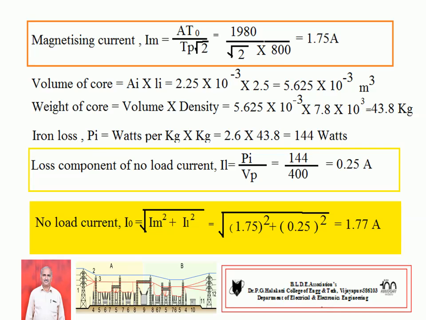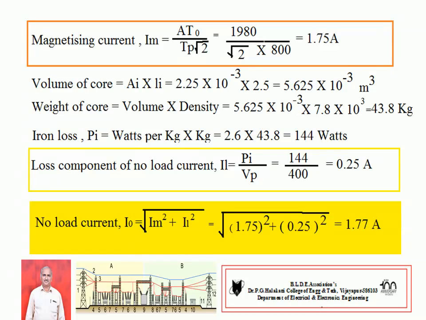Magnetizing current Im equal to AT naught divided by Tp into root 2. The given transformer is single phase, hence there is no problem. Go on substituting the values, we are going to get 1.75 ampere. After that, to calculate the no load current, I need iron loss. So the next steps are to calculate the iron loss.